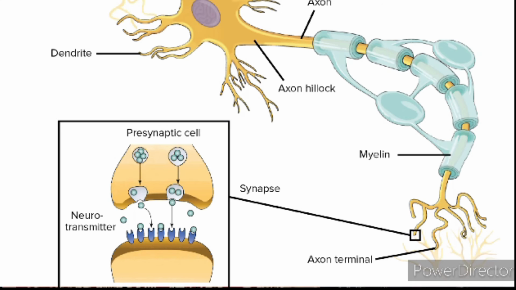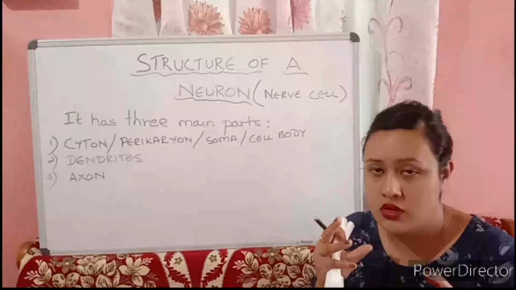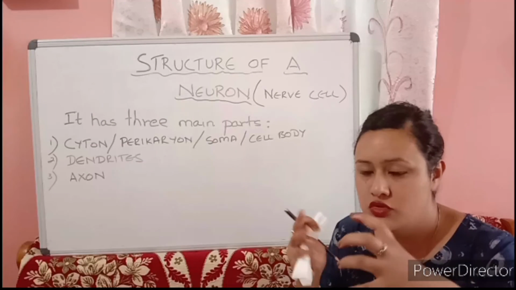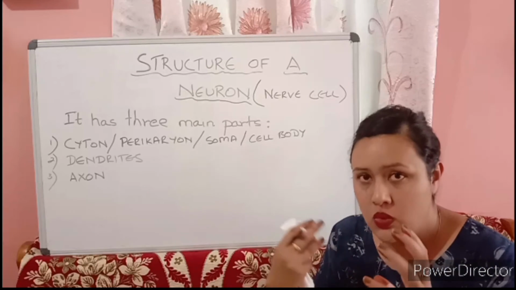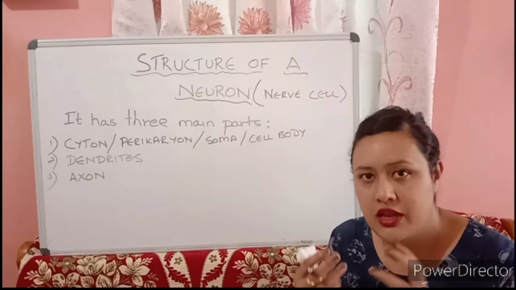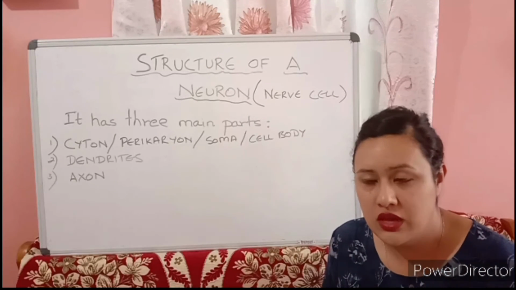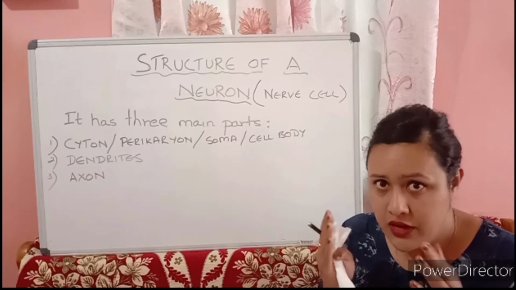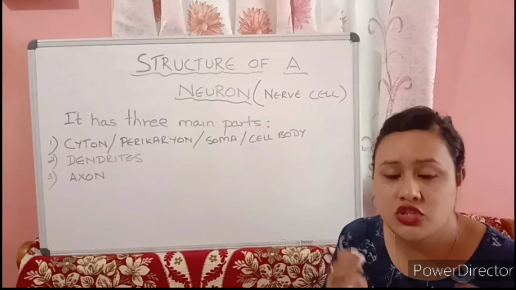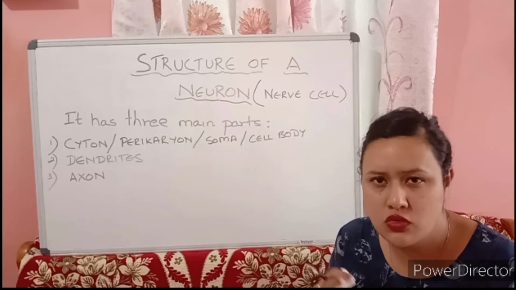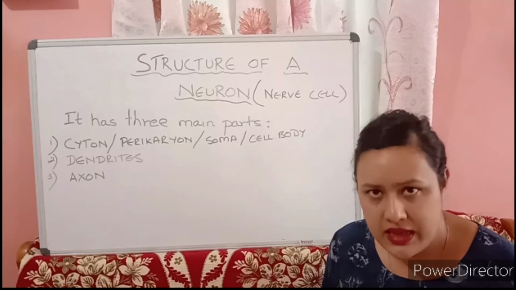Now these axon terminals are joined with another neuron. So the head portion of one neuron and the tail portion of another neuron, 2 different neurons, are attached. The axon terminals and the dendrites are attached together. There is a gap in between there. The junction where the 2 neurons meet is known as the synapse.